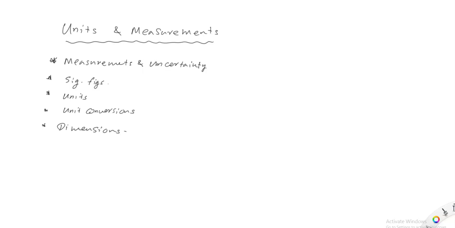Okay, hello everyone. So this is the first lecture of this semester. It's units and measurements. Now this is the first chapter of your textbook as well.